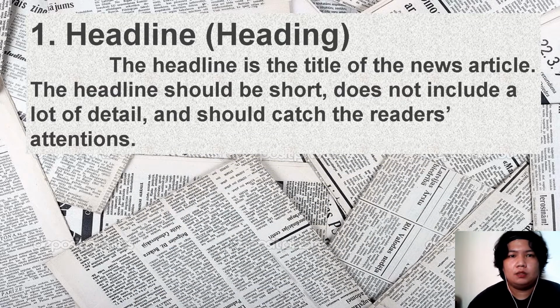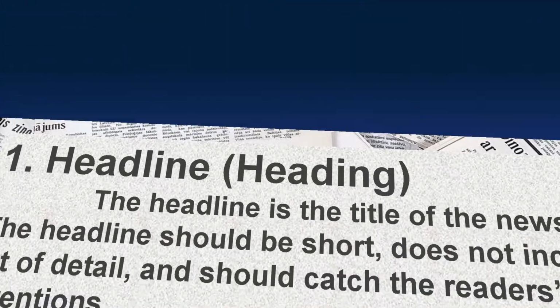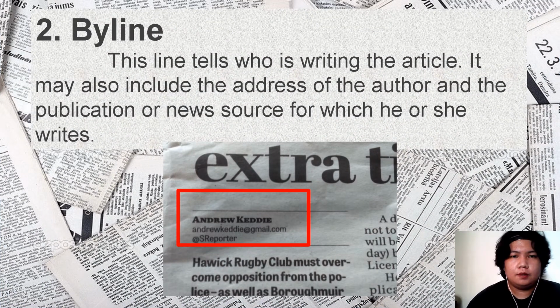Because the headline is what the reader will see first, because of its big and bold fonts. It should be at least 5 to 10 words, and your headline should have a subject, an action verb, and an object. The next part is the byline. This line tells who is writing the article, and it may also include the address of the author and the publication or news source for which he or she writes. In the newspaper, you can see the byline at the bottom part of the headline.